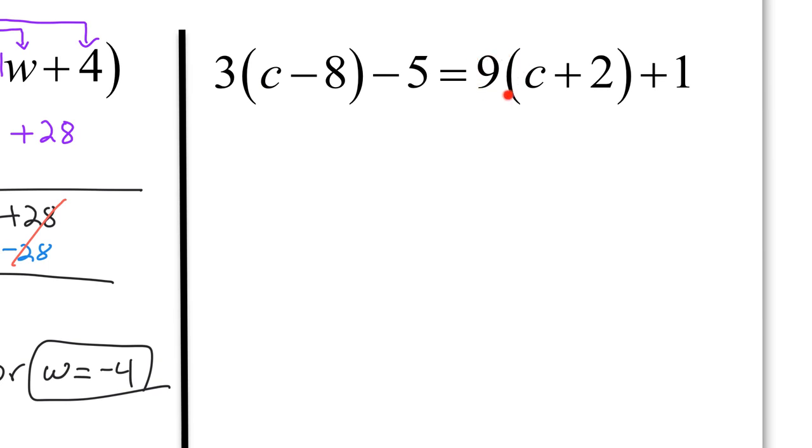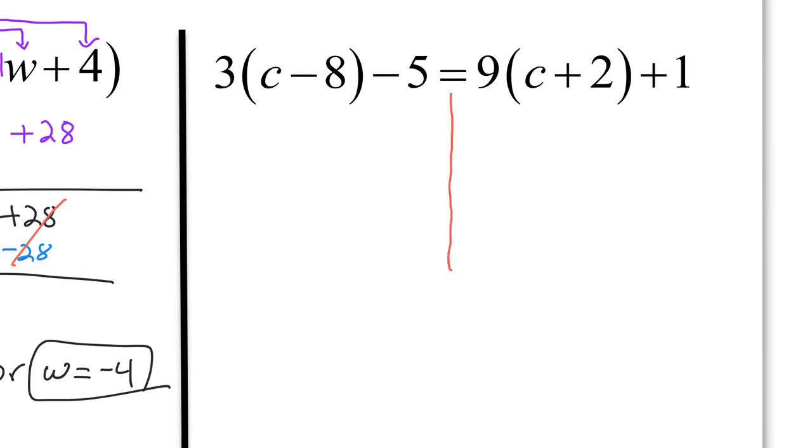Same thing on this side of the equal sign. There's a 9 and there's a parenthesis c plus 2. So you are going to multiply all of this inside by 9, but not the plus 1 because that's outside of the parentheses. So let me bring down the line right here.